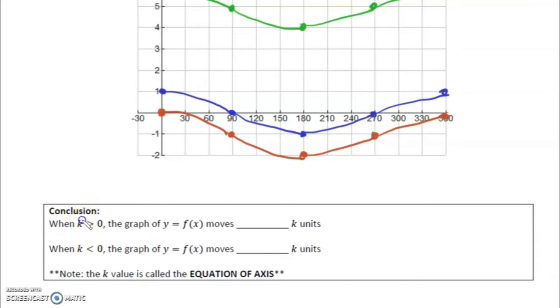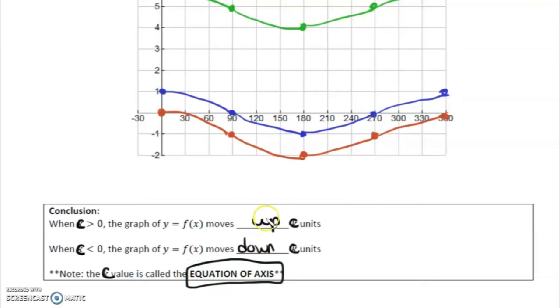Okay, just to be consistent with our other notes, I'm going to actually just call this the C value, okay? So when C is greater than 0, the graph of y equals f at x moves up C units. And when C is less than 0, the graph is going to move down C units. Okay, so this C value is called the equation of axis.